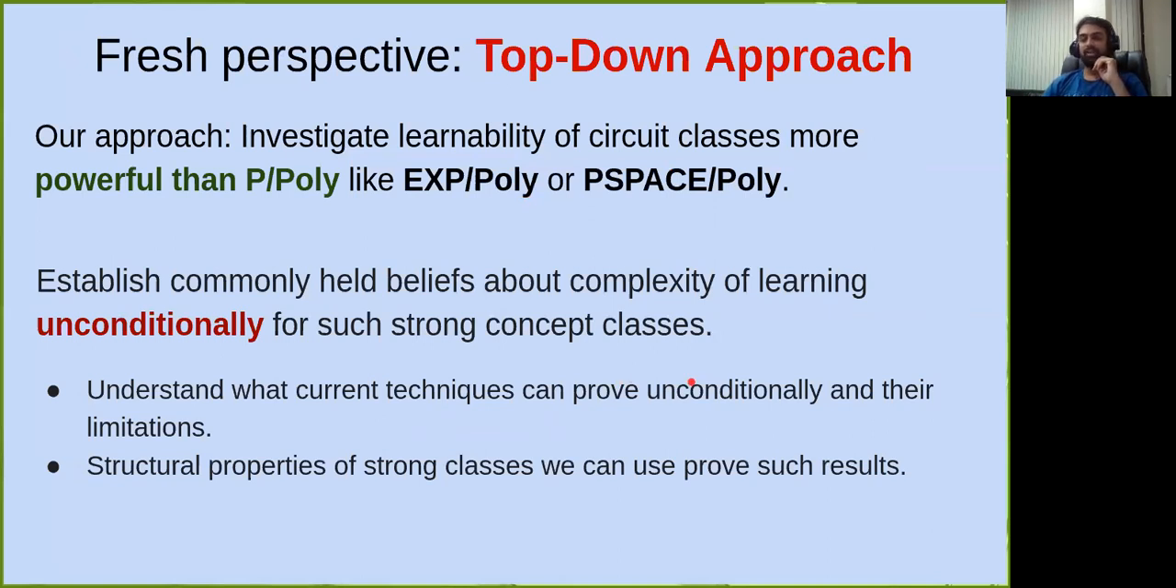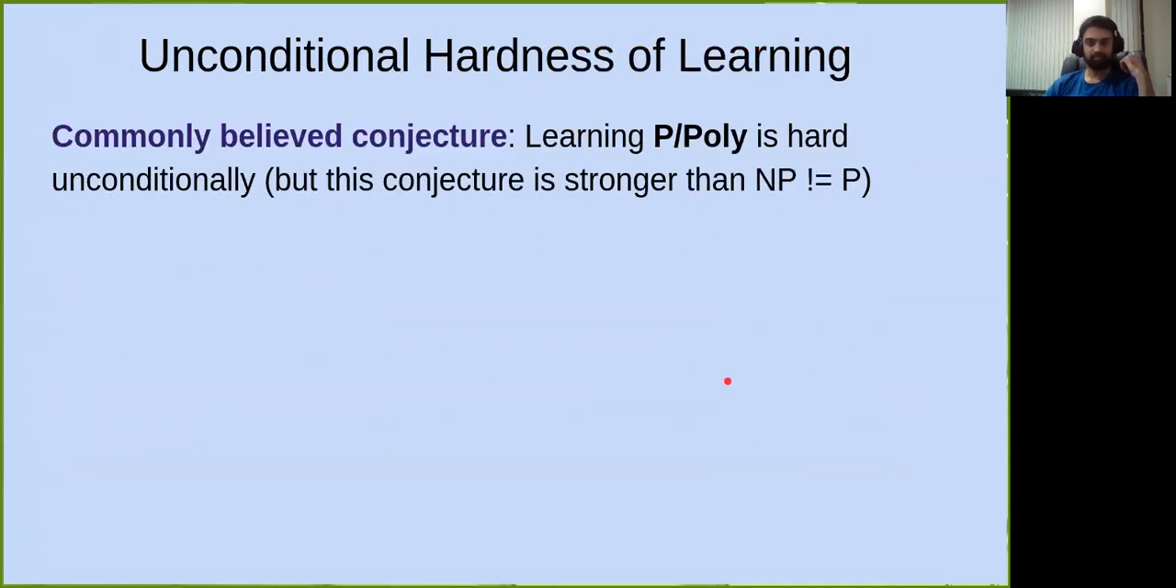Some reasons for doing this: we want to understand what current techniques can prove unconditionally about hardness of learning and what their limitations are for extending this to proving hardness of learning P/poly. On the other hand, we also want to investigate what structural properties strong classes like EXP or PSPACE have, which enable us in proving such results.